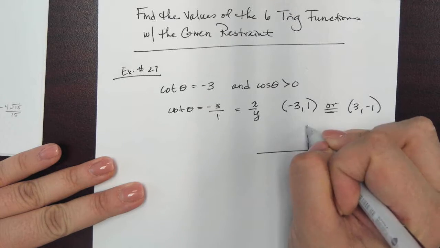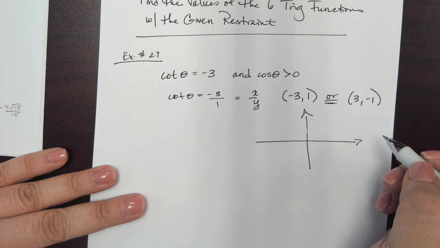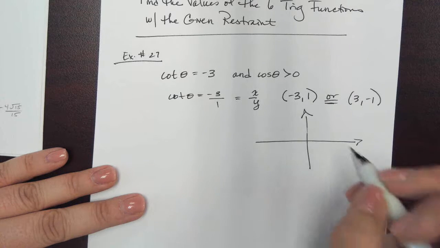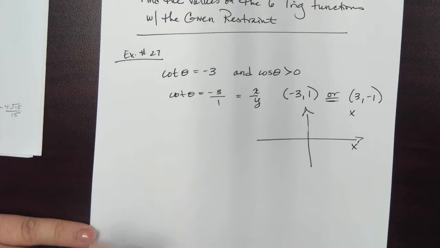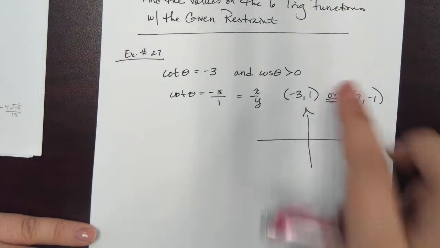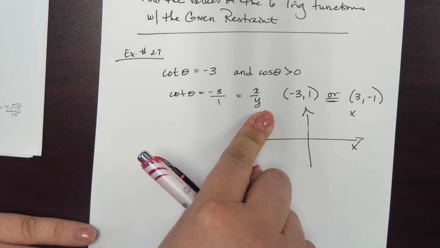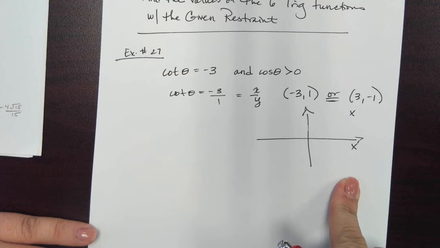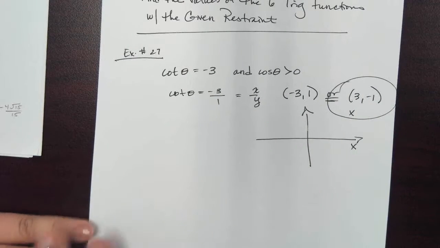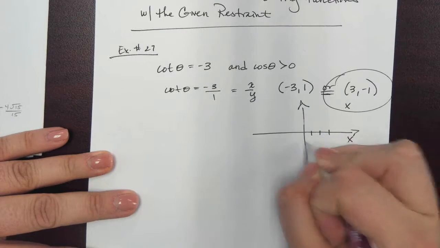So cosine is positive in which quadrants? All students take calculus, 1 and 4. So (-3, 1) is in quadrant 2. Is that the right answer? No. (3, -1) is in quadrant 4. That has to be the one. Okay? So this is the correct point to use. Let's go ahead and graph it.